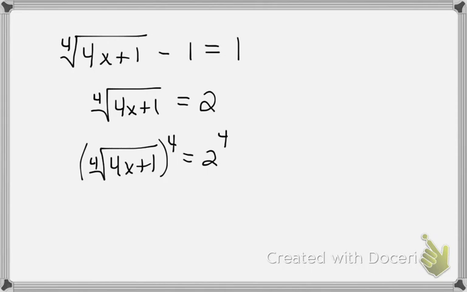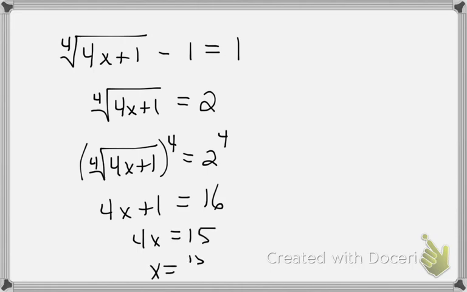So that means on the left I get 4x plus 1, and on the right I get 16. You guys agree? Now this time, we actually didn't wind up with a quadratic equation. This one's just linear. How would I solve? Subtract 1 and then divide both sides by 4. x equals 15 over 4.